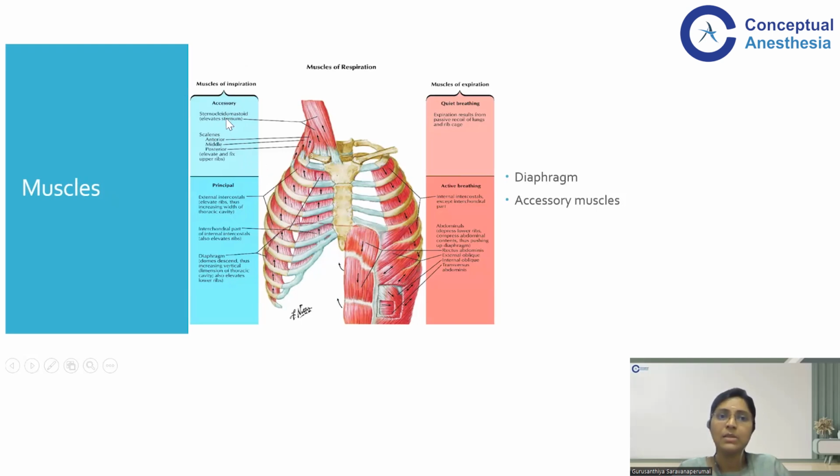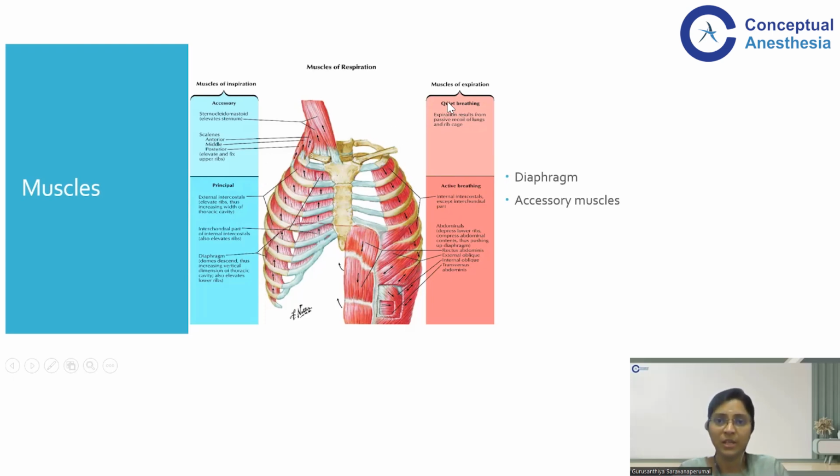The accessory muscles of inspiration are sternocleidomastoid, anterior scalene, middle scalene, and posterior scalene. Another inspiratory muscle which normally works is the external intercostal muscles. This helps to elevate the rib, and the accessory muscles also help to elevate the rib, and sternocleidomastoid elevates the sternum, thereby increasing the anteroposterior as well as the lateral diameter of the chest and helps in inspiration.